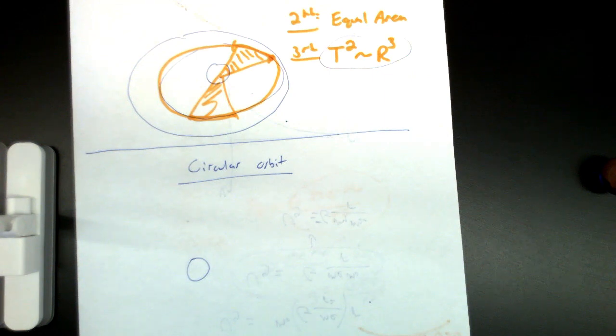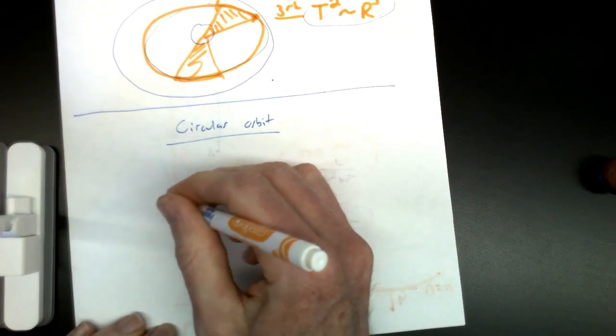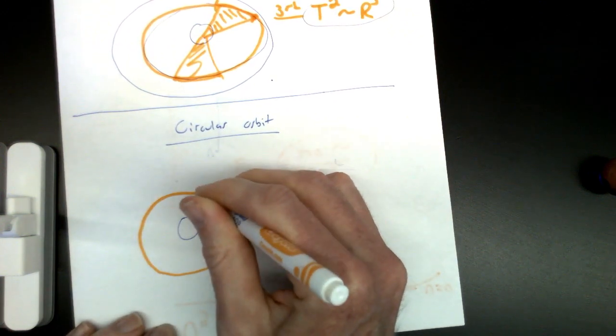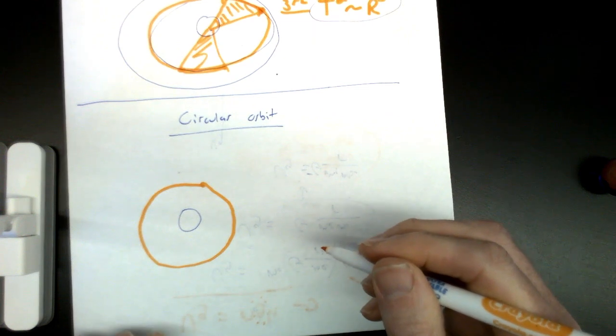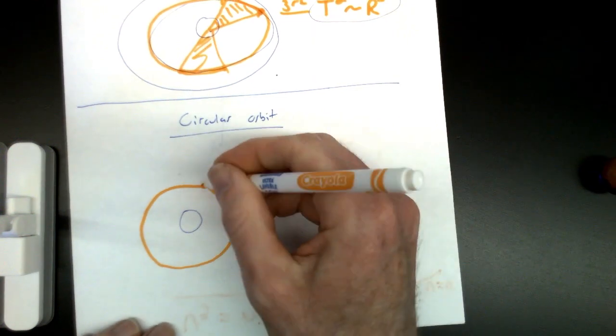Okay, so we're going to have a planet, and then we're going to have an object orbiting around the planet like this. A satellite, a moon, or whatever it is. And we can have a couple of equations that we can think about.